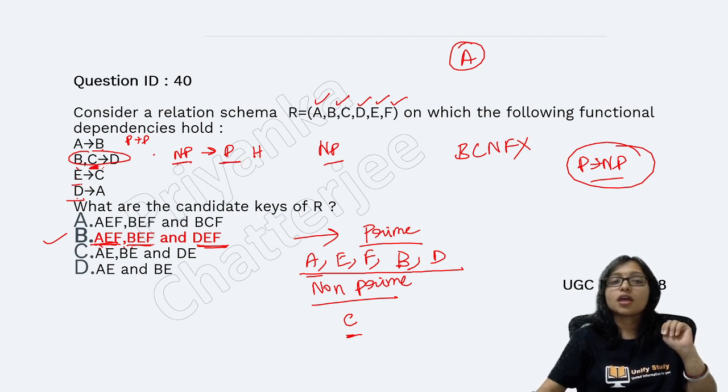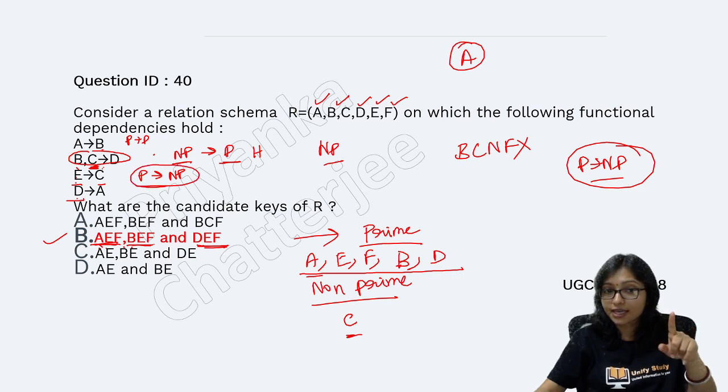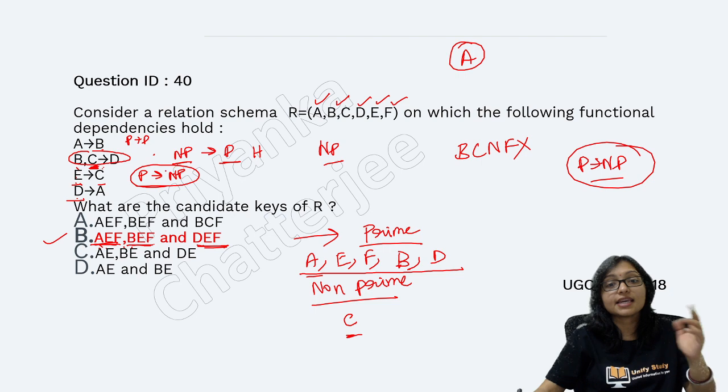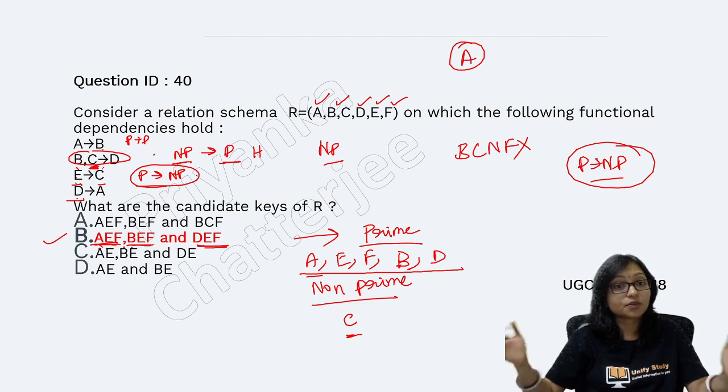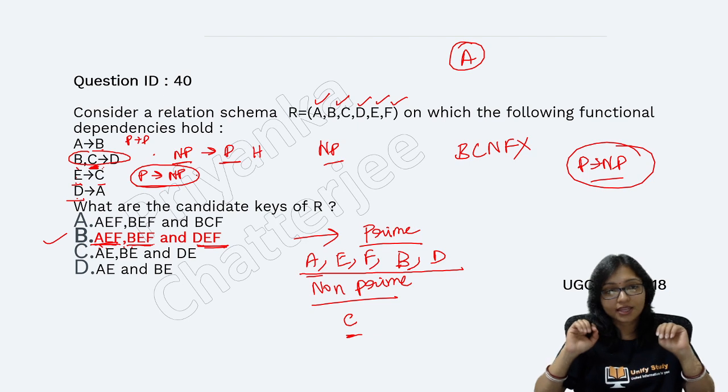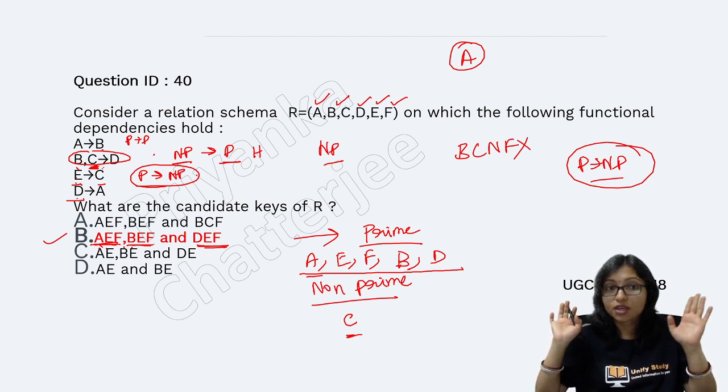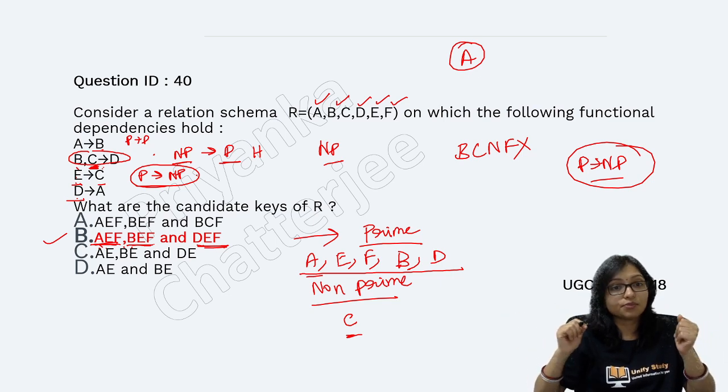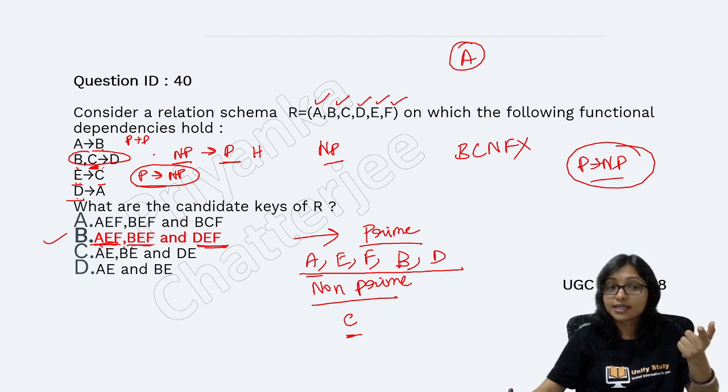No problem. E to C. What is E to C? E is prime, C is non-prime. Here is the problem. E is prime and C is non-prime. So is it possible in 2NF? Non-prime to non-prime was allowed, but this is prime to non-prime. Is it allowed in 2NF? E is part of the candidate key. E is a prime attribute and this is definitely a non-prime attribute. So here it will not be in 2NF.